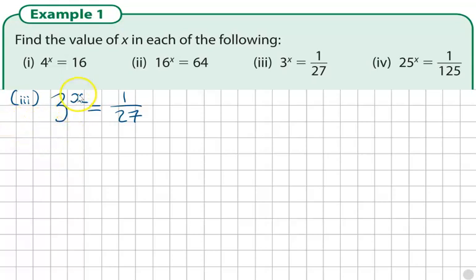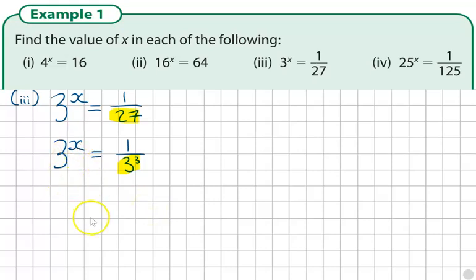Part 3, 3 to the power of x equals 1 over 27. So we want to rewrite 1 over 27 as 3 to the power of something, so that we can cancel out the bases and let the powers equal. So 3 to the power of x just stays as it is. And 1 over 27 becomes 1 over 3 to the power of 3, because 3 cubed gives me 27. So now I want, on the right-hand side, a big 3. I don't want a fraction. I want 3 to the power of something.